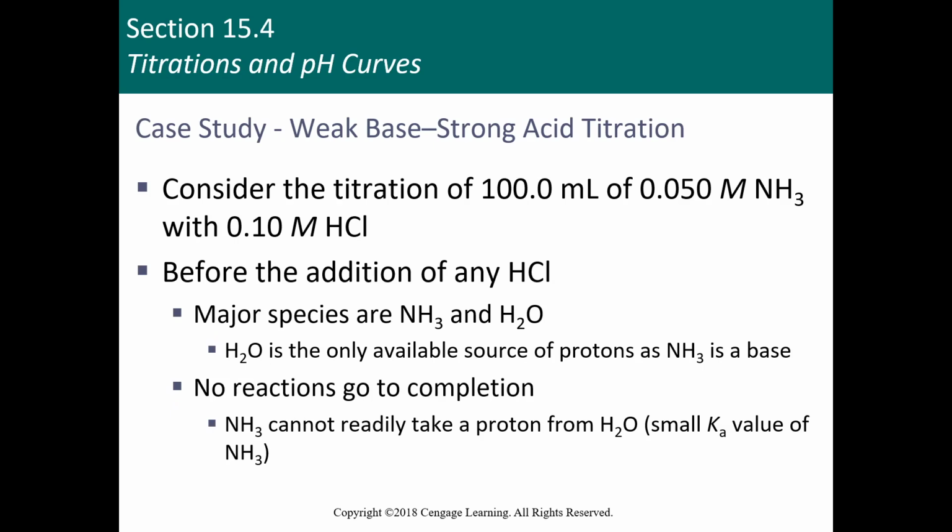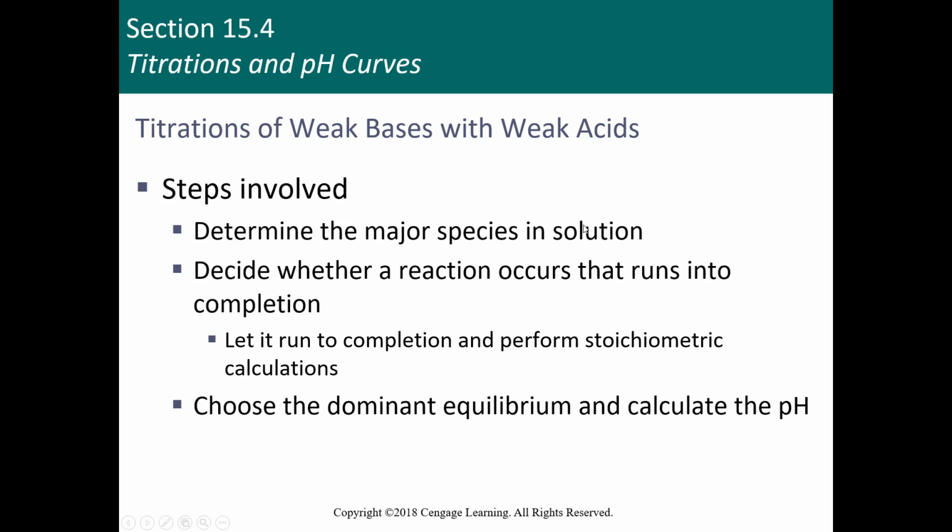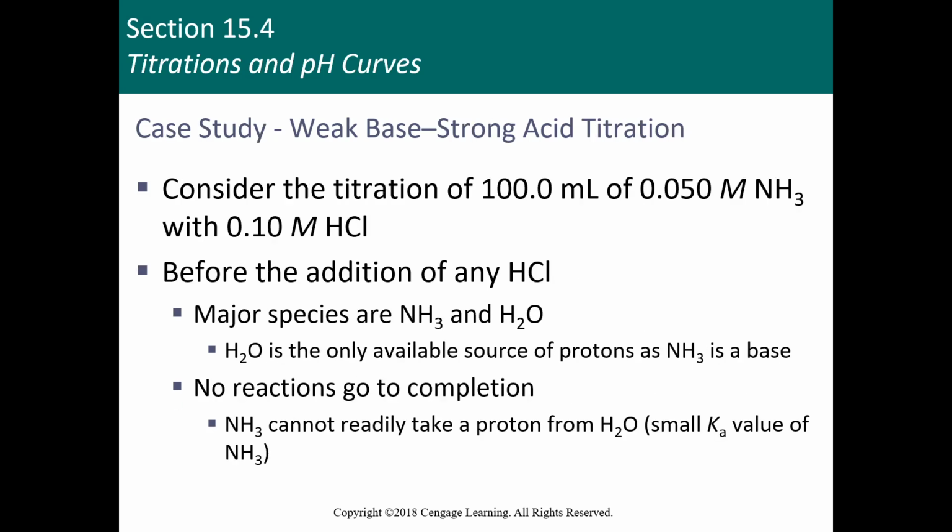So let's go ahead and try it out. We consider the titration of 100 milliliters of 0.05 molarity NH3 with 0.1 molarity HCl. So before the addition of any HCl, we had the NH3 and the water. Oh, I'm sorry, I skipped that. Okay, so when we do these problems, you're just going to set up the two equilibria. You literally use up one species, and then you set up the equilibrium for the other. It's just going to be the same problem as before.